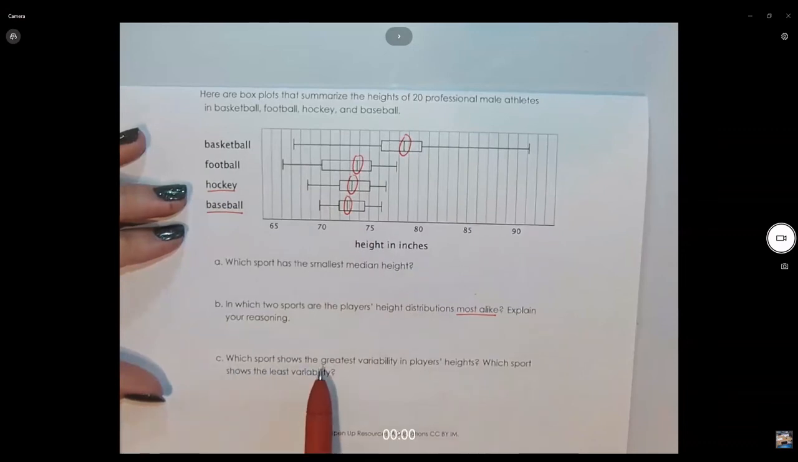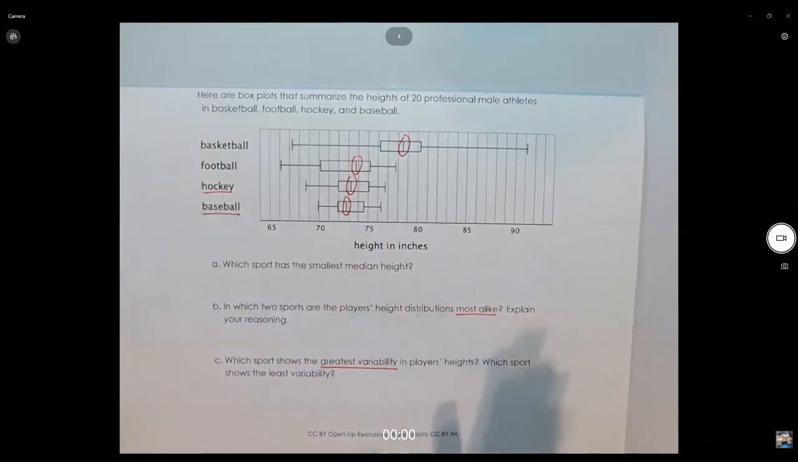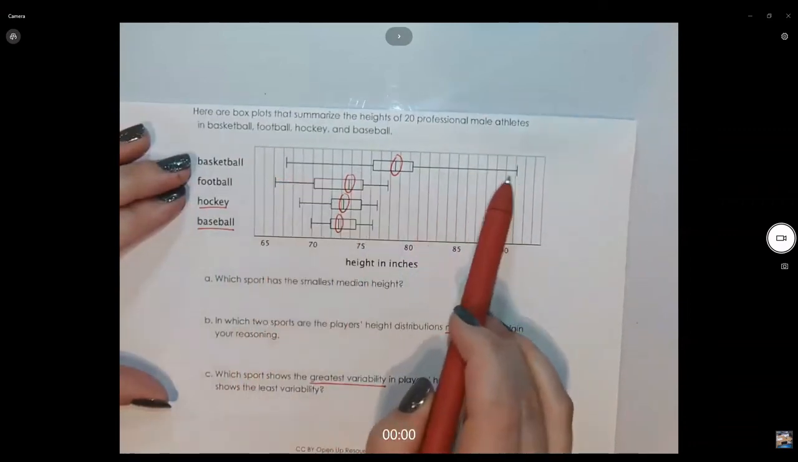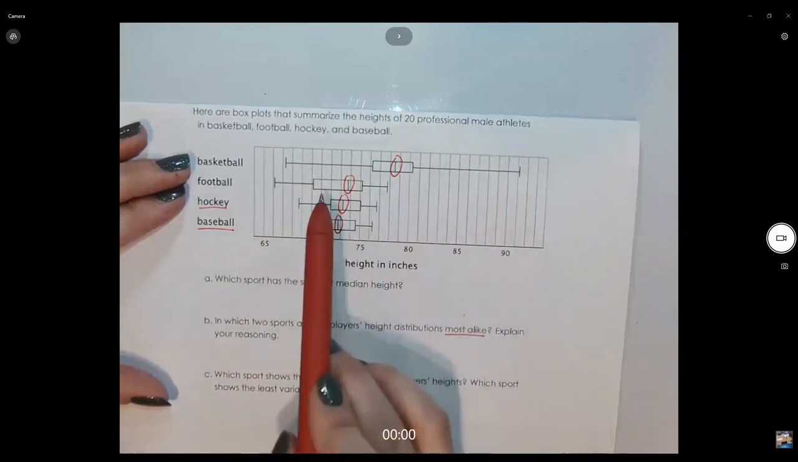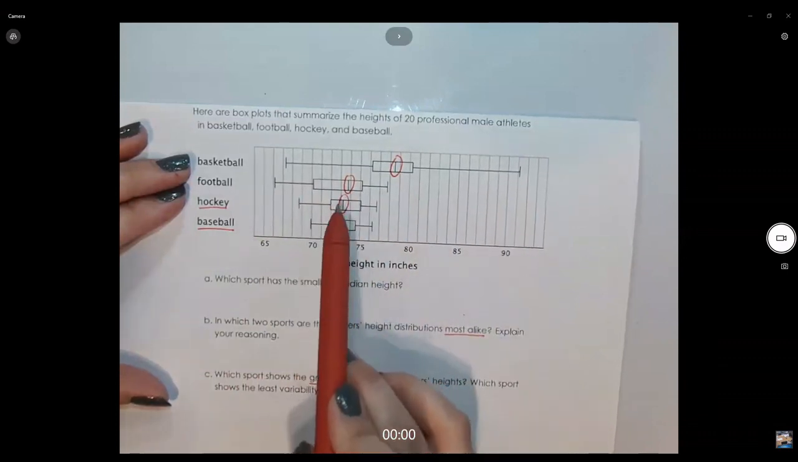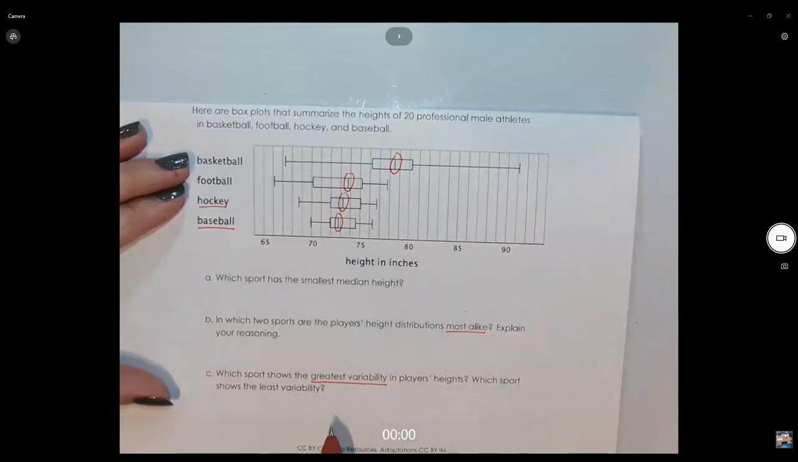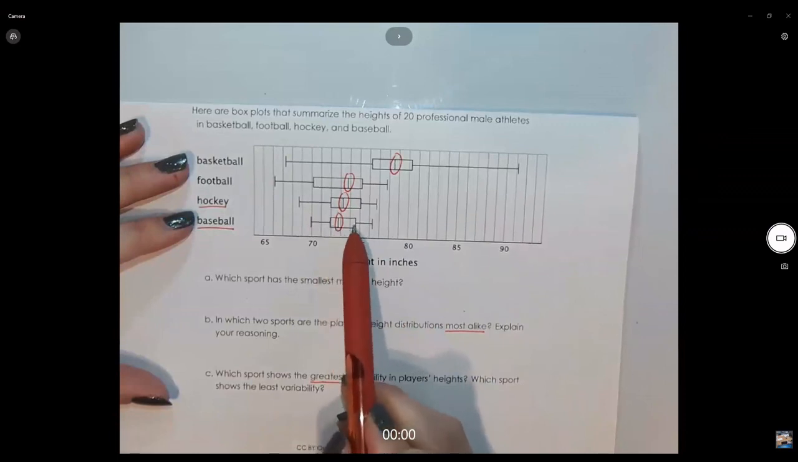Which sport shows the greatest variability in players' heights? Greatest variability is going to be talking about that spread. If we look overall, you can see basketball has the largest range. But if you just wanted to look at the middle 50%, football has a little bit bigger interquartile range than the other ones. And which sport has the least? That would be baseball because it has the smallest interquartile range, but it also has the smallest total range.